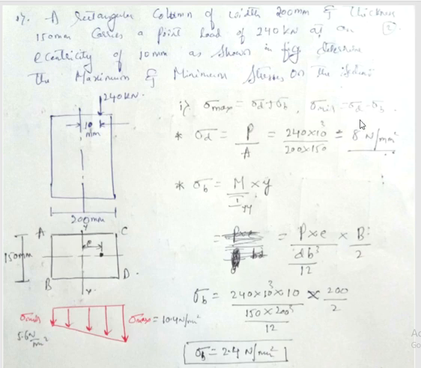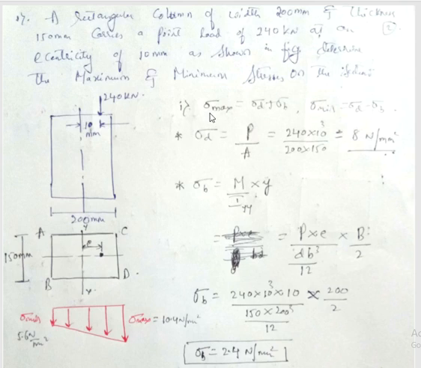Minimum stress is given as: direct stress is compressive, so take it as positive, and bending stress is tensile, so take it as minus sigma b. These two are adding, so it gives me maximum stress at C and D, and these two are subtracted, so I'll get minimum stress at A and B. It is as simple as that.